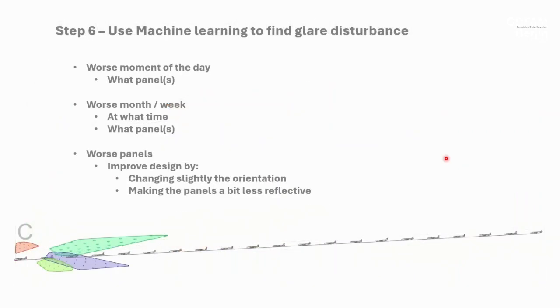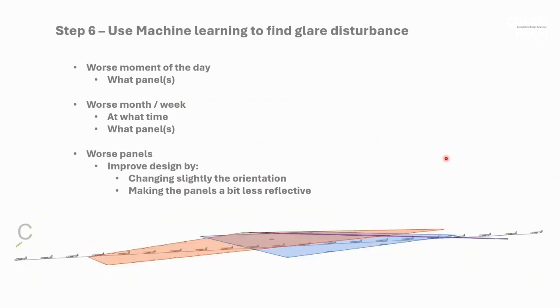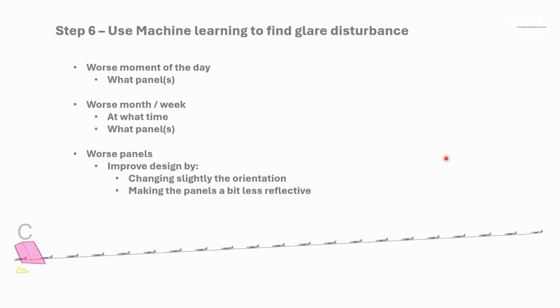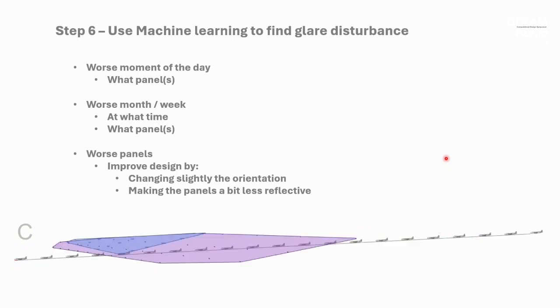And finally, we use machine learning to analyze the data. There was a lot of information in these reflections, and with machine learning, we can figure out what is the worst moment of the day, and also what is the worst moment of the week or the month, what panel, at what time, or just define what is the worst panel. And we can provide feedback to the architect, telling them panel number 32 has a lot of reflections to the runway or the landing path of runway C. And then maybe you can tilt it a bit or just make it less reflective, right? So this is a very good insight for the architect or the designer to understand what they can do.